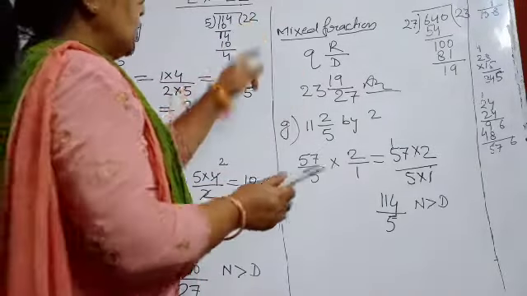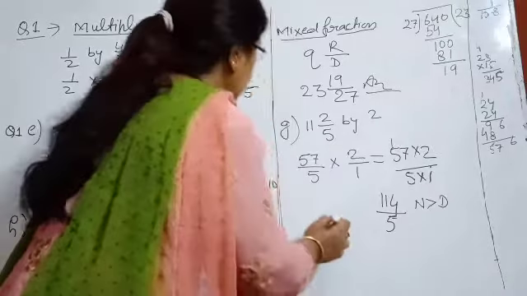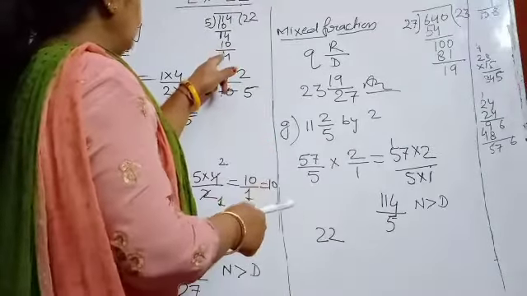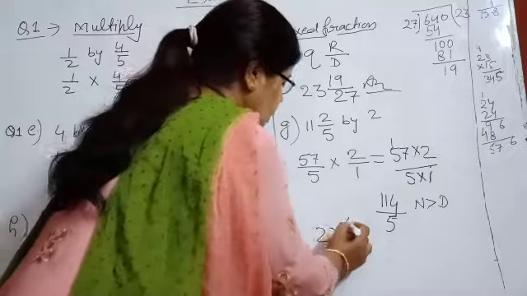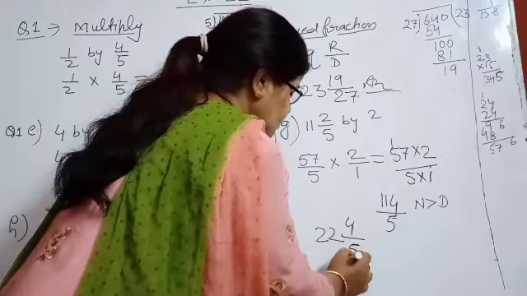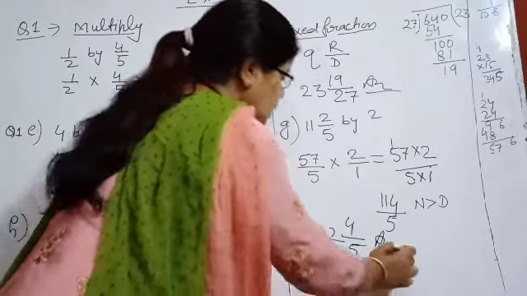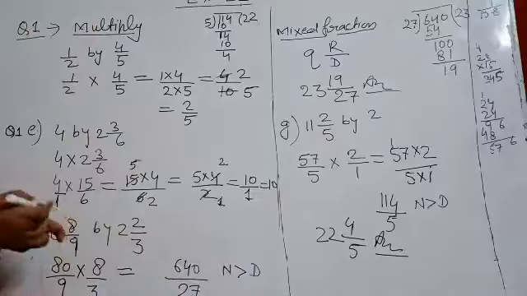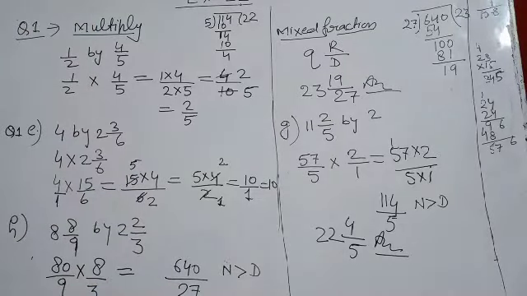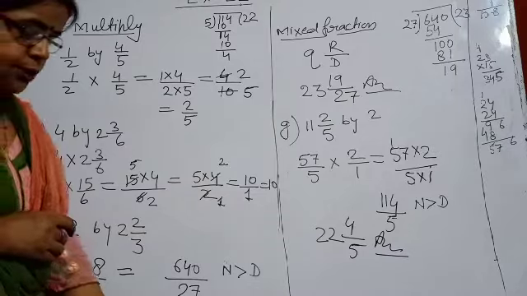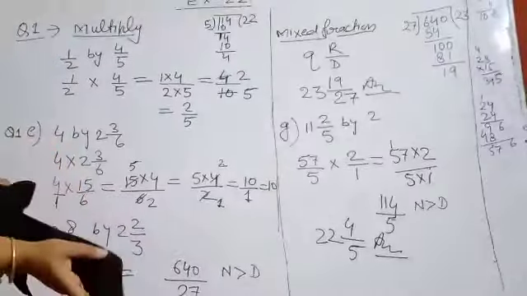Quotient, what is the quotient? 22. Then the remainder will come in the numerator. So 4 upon the divisor, that is 5. This will be your answer. So children, in this way the rest of the part of this question, multiplication, you will perform yourself. Now I am proceeding to the next question, that is divide.